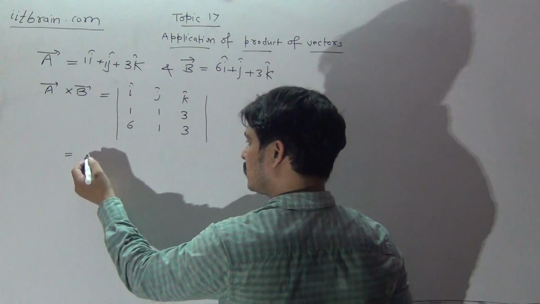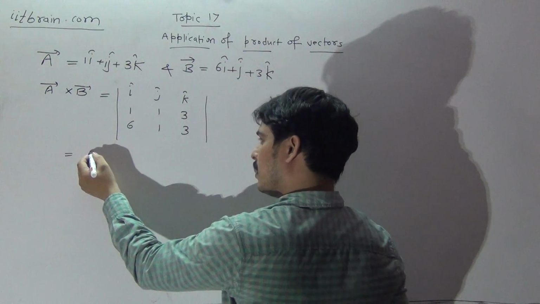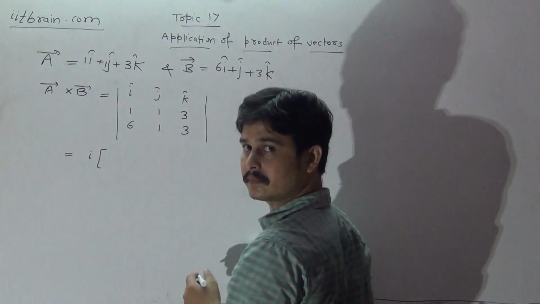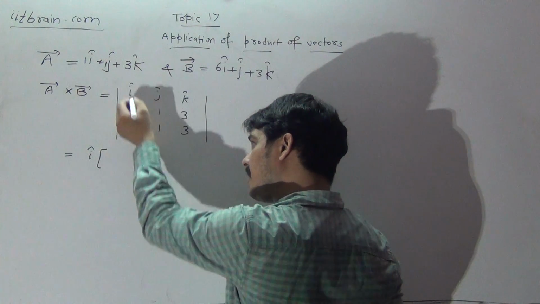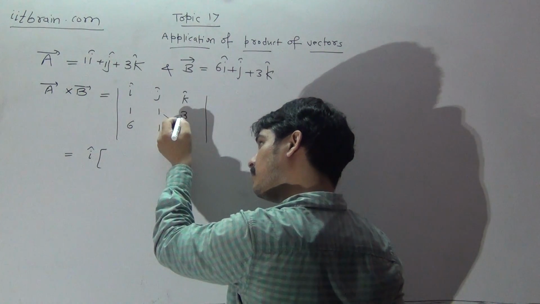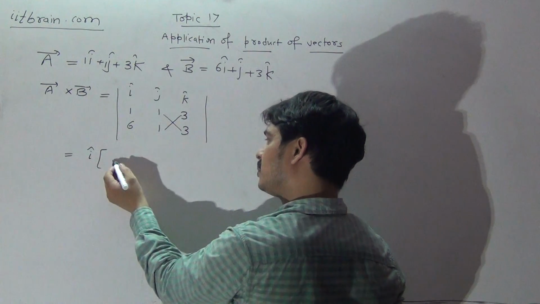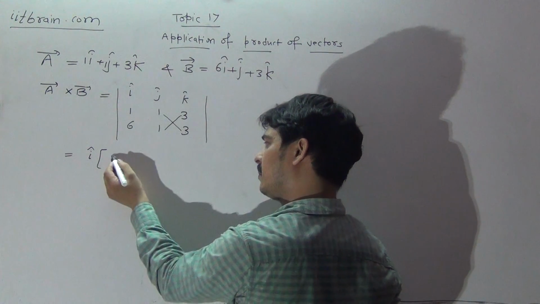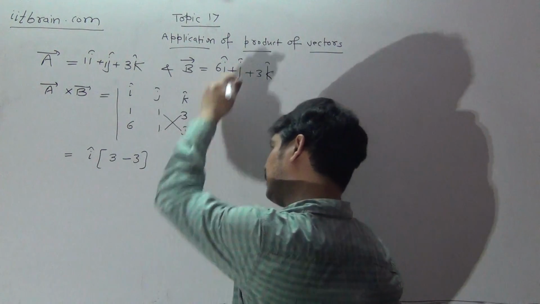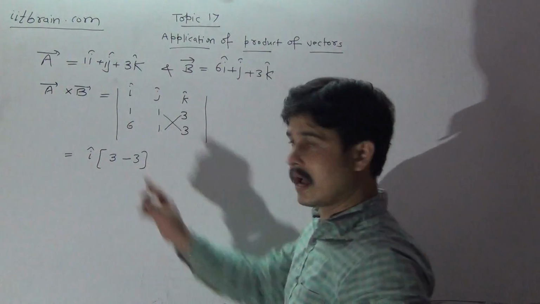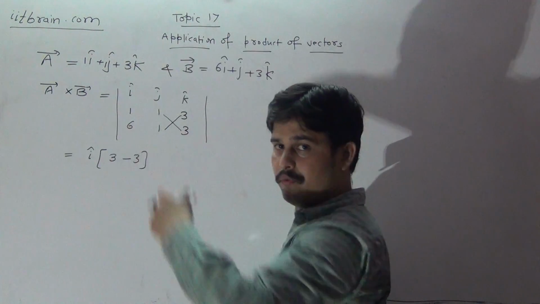नाउ हाउ टू मेक दिस, हाउ टू सॉल्व दिस डिटरमिनेंट. नाउ इज इक्वल टू i, दिस इज i cap. डिटरमिनेंट सॉल्व करने के लिए i cap के साथ आप इस क्रॉस मल्टीप्लिकेशन का यूज करेंगे. So i, and inside it the number will be 1 3 cross 3 minus 3 1 cross 3. First this diagonal, then this. It is i 3 cross 3. This first and then this. This is the way to make cross product.